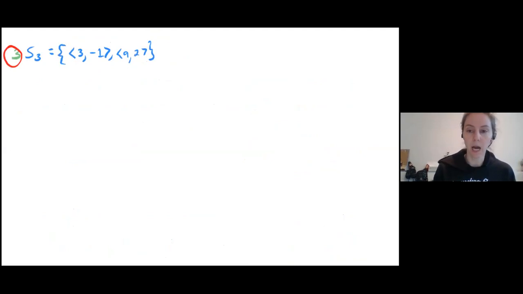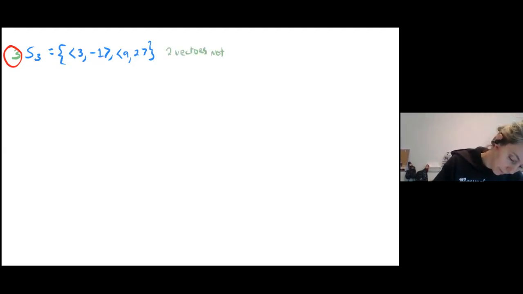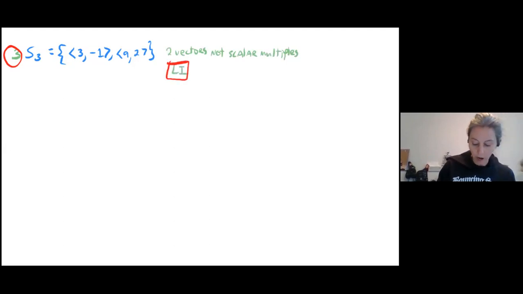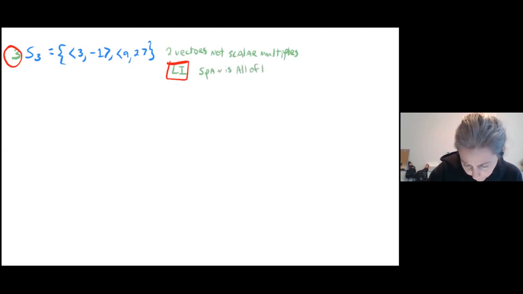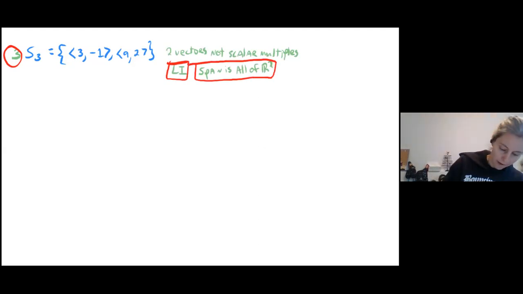3 times 3 gives me 9. -1 times 3 does not give me 2. So 2 vectors, not scalar multiples. That means they're linearly independent. And we already saw this on the other page. 2 independent vectors in R2 span all of R2. Next question.